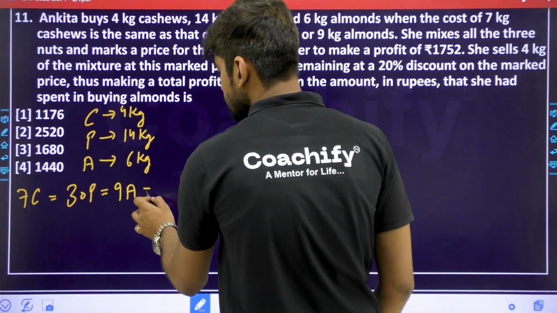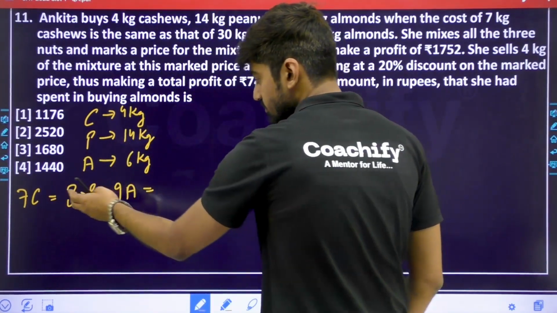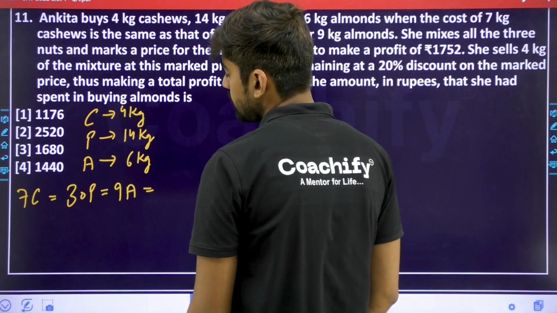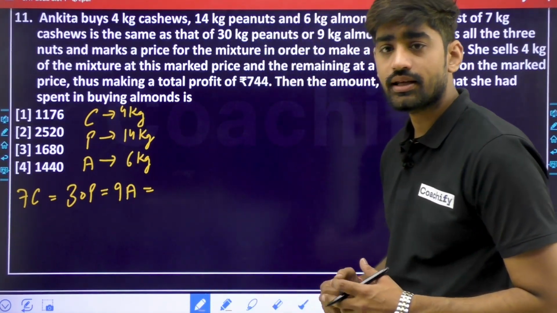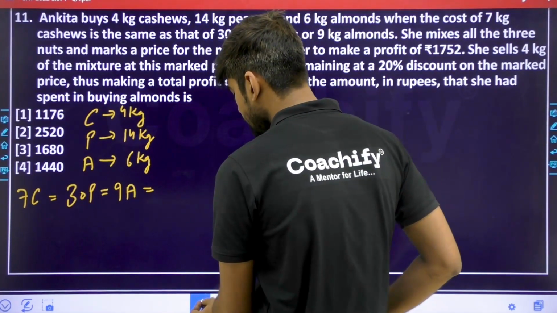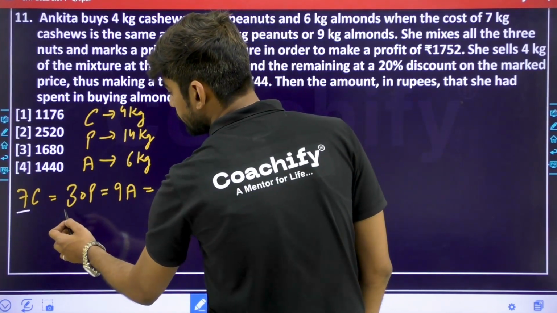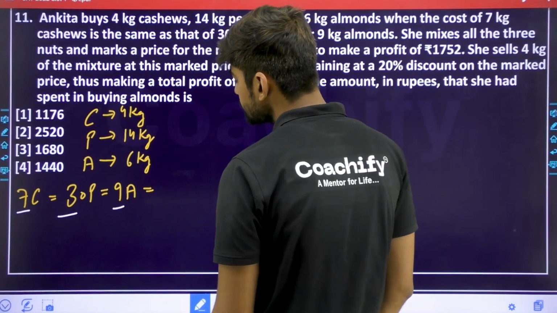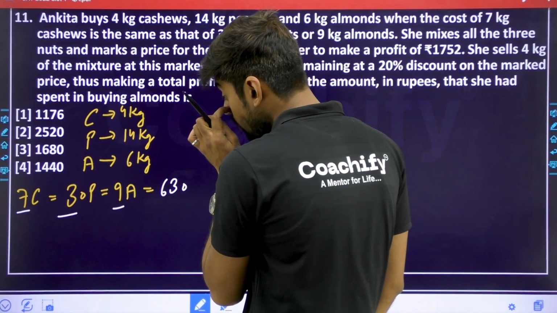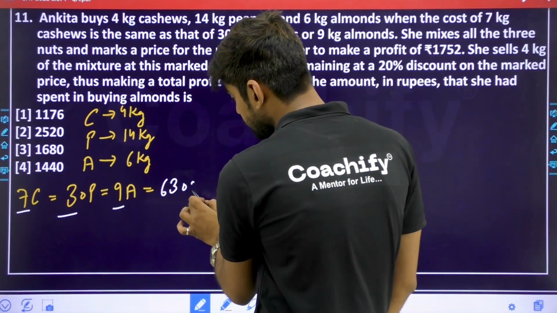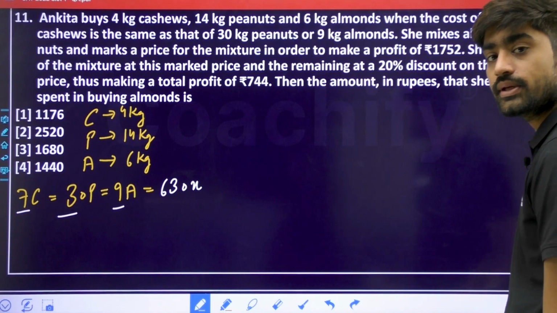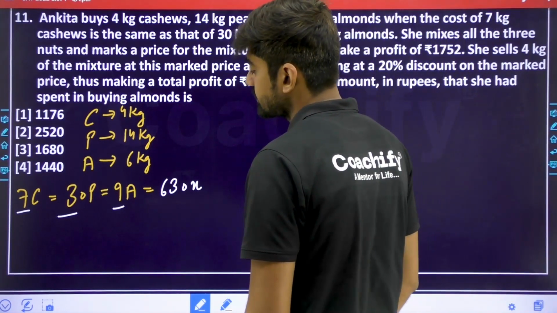Now guys, we can assume that these values are equal to a certain number. My assumption should be in such a way that my calculation is very, very easy. For that, I can take out the LCM of these numbers 7, 30 and 9. The LCM is coming out as 630. Since I cannot assume a definite value, I'll put up x here. So 7c equals 30p equals 9a, and this equals 630x.